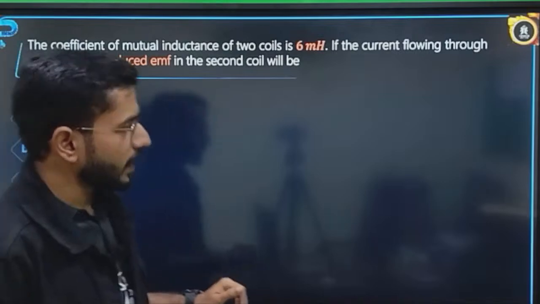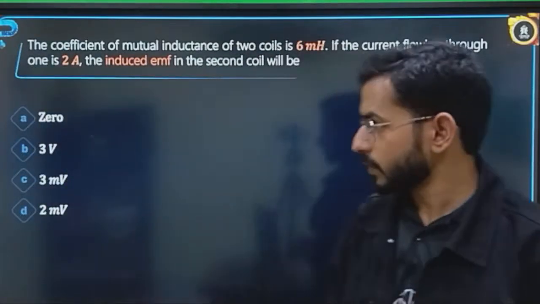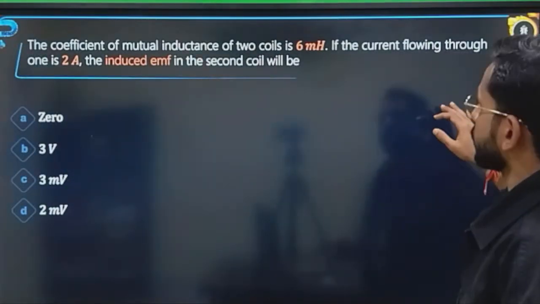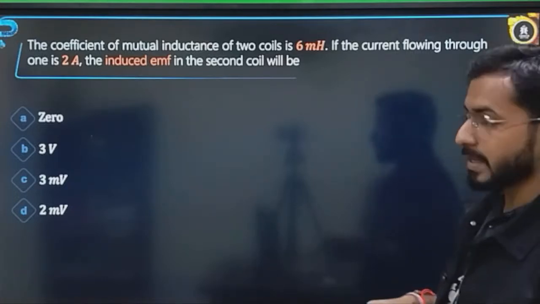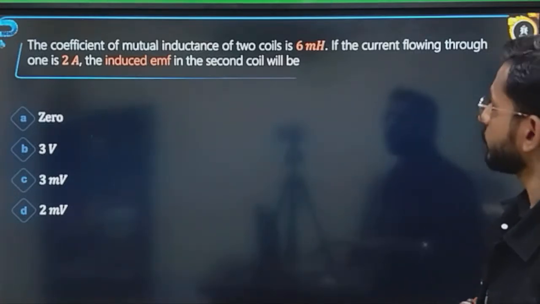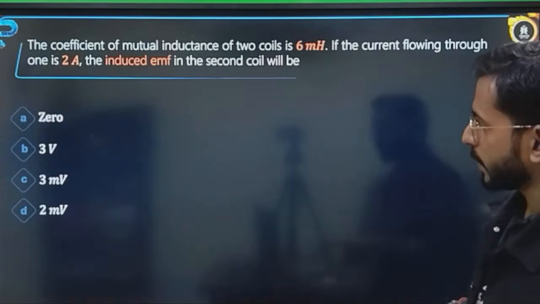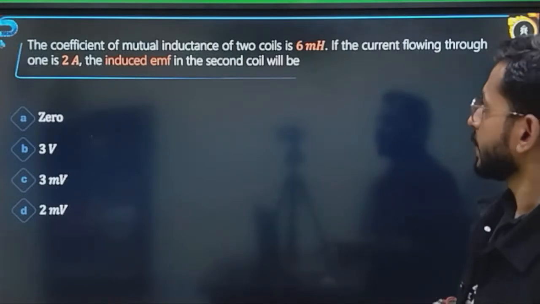Okay, there is a very basic question. Let's see what the question is saying. The coefficient of mutual inductance M of two coils is given as 6 millihenry. If the current flowing through the one is 2 ampere, the induced EMF in the second coil will be.